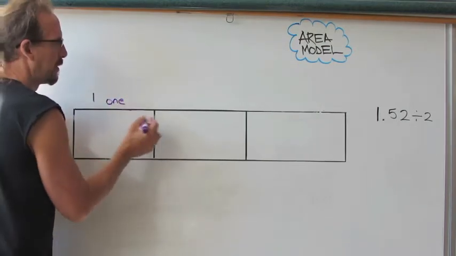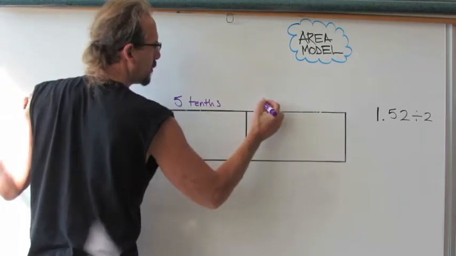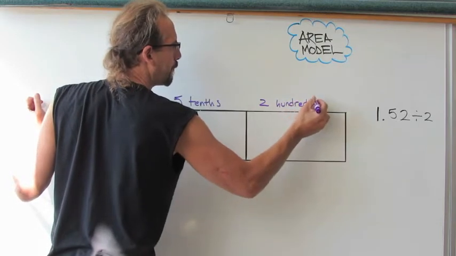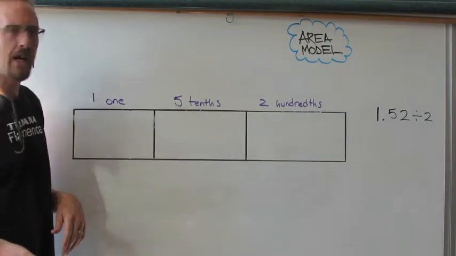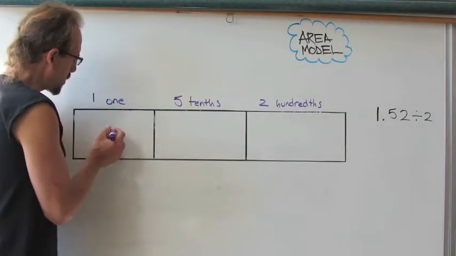1, 5/10, 2/100 using our unit form. And then to model this and help kids really understand what's happening, we're going to use those dots that we used earlier to help see what's happening.